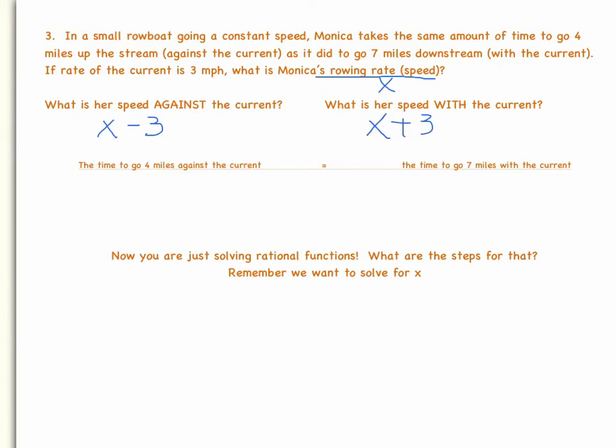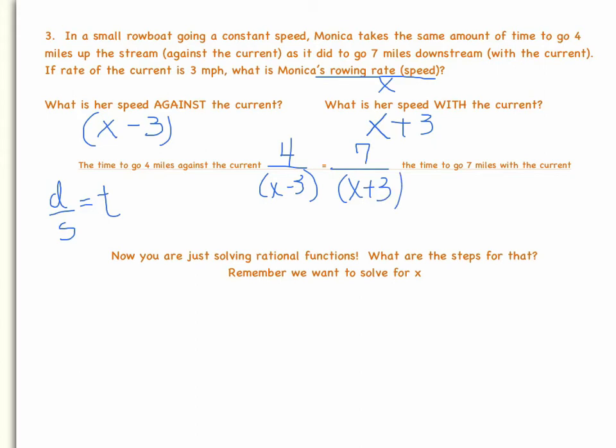Now we're ready to set up the equation. There's one formula that it might be good for you to know, and that is distance divided by speed equals the time. So what is the distance Monica traveled upstream? She traveled 4 miles upstream. Now, what is her speed going upstream? It's x minus 3. So we're going to divide 4 by x minus 3. Now, let's look at how long it took her for the distance she went downstream. Her distance downstream is 7 miles, and the speed to do that is x plus 3.